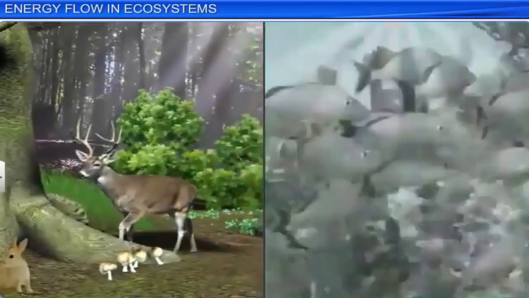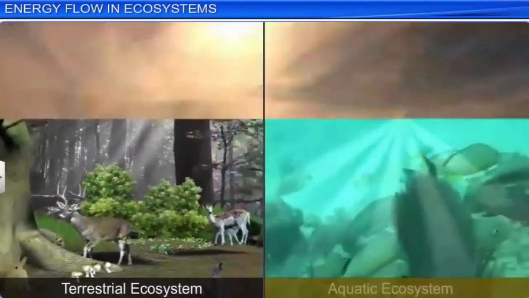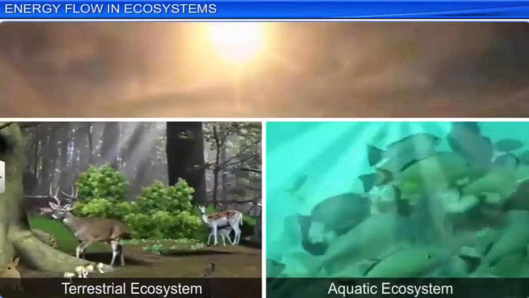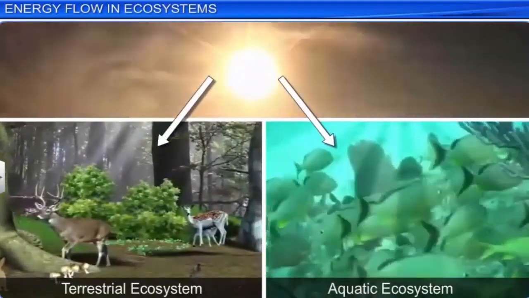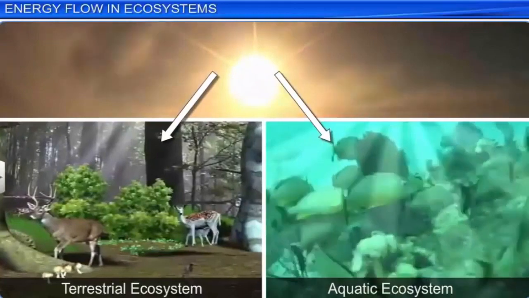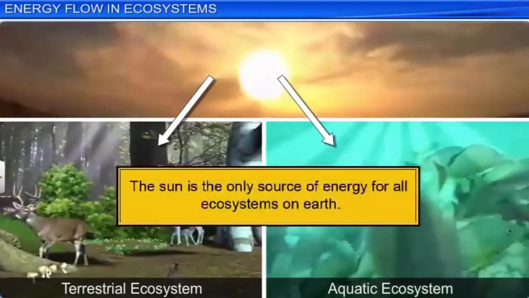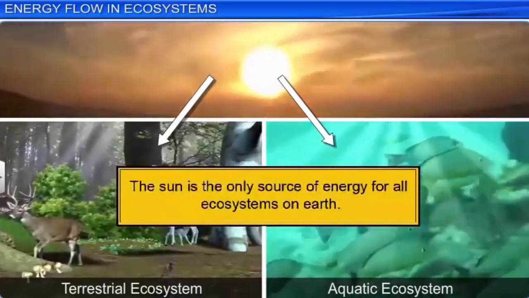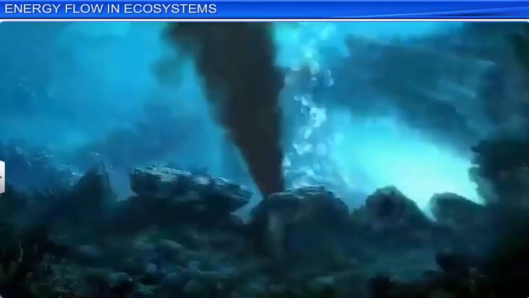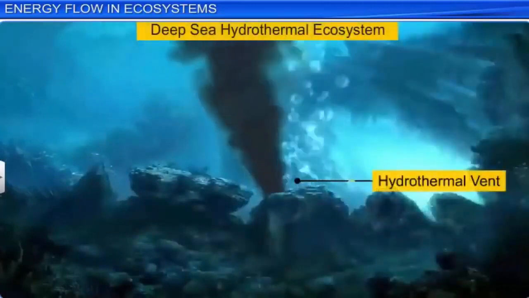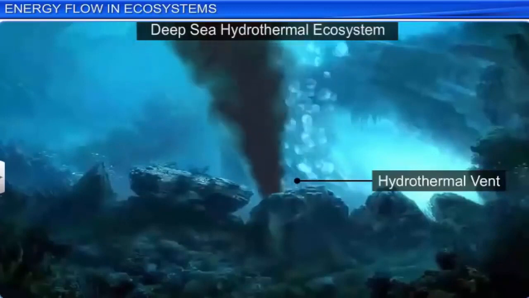These are images of a terrestrial and an aquatic ecosystem. You can see that in both these ecosystems, the energy flow begins with the sun. In fact, the sun is the only source of energy for all ecosystems on Earth except for the deep-sea hydrothermal ecosystem, whose primary source of energy is the heat produced inside the Earth's crust.